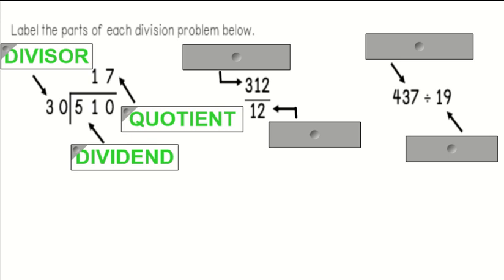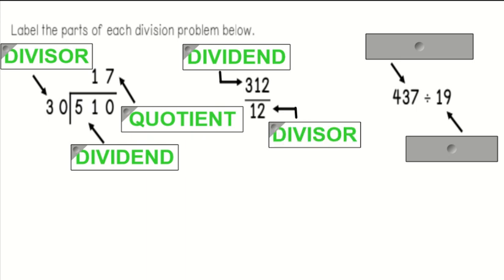So with these other two, we've just got dividends and divisors. They didn't put the answer, so we don't have a quotient on them. The dividend, like I said, is the number that goes first. It goes on the inside. When you have a fraction, the dividend is the top number, the numerator. Then what's that make the 12? Yeah, 12's the divisor then.